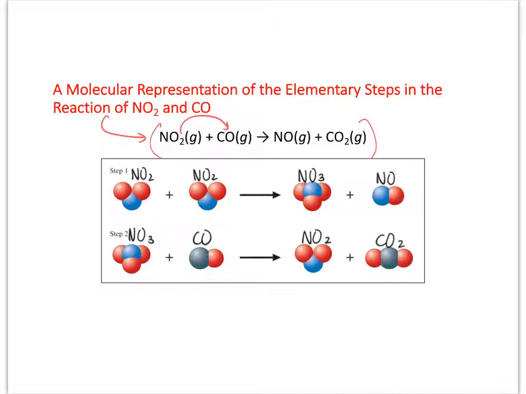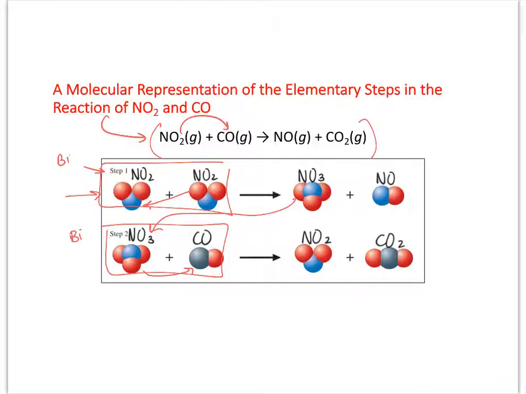The first step is taking two NO2 molecules and colliding them and bumping an oxygen over to make NO3, nitrogen trioxide, and nitrogen monoxide. And then we take that nitrogen trioxide, collide it with a carbon monoxide molecule, and bump an oxygen over here. So step one, we would say that is bimolecular because there are two molecules colliding. Step two is also bimolecular because I have two molecules colliding.